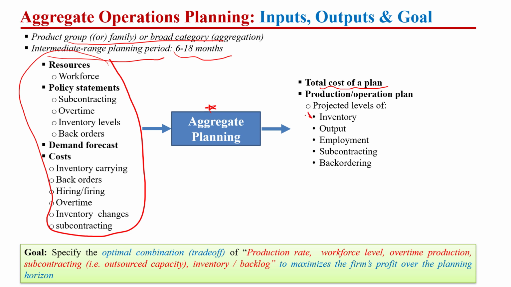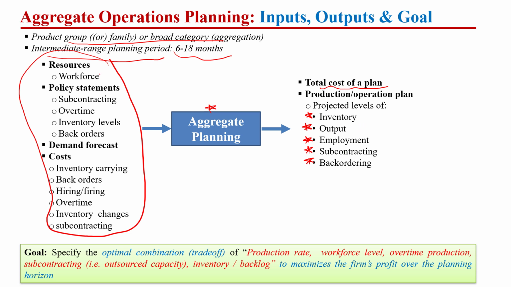Then, based on our aggregate production plan, what the inventory level of a particular month should be, how much quantity we are going to produce, what the employment level in every particular month would be, whether we should go for subcontracting or outsourcing or not, as well as whether we are allowing back orders or not. So these are the possible outputs.